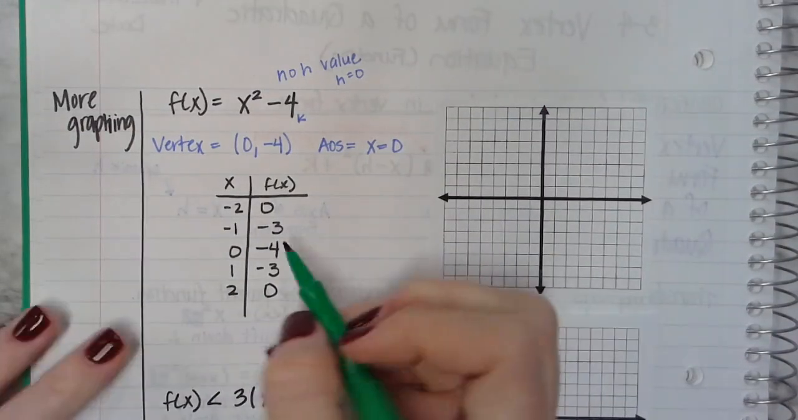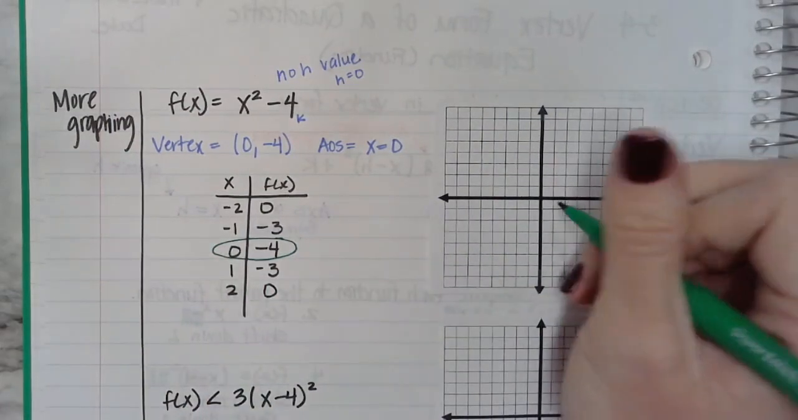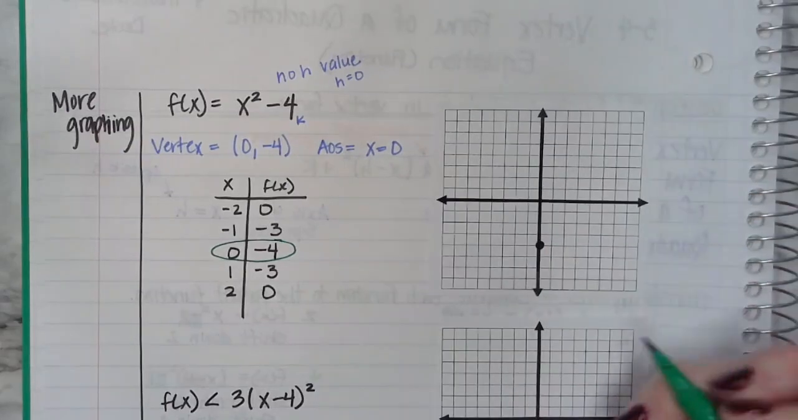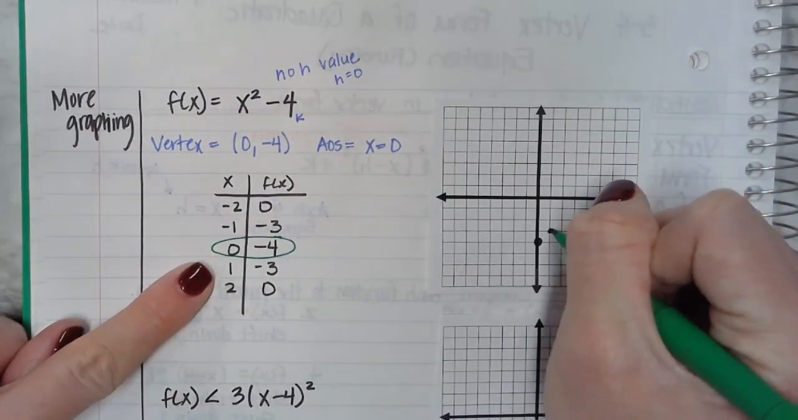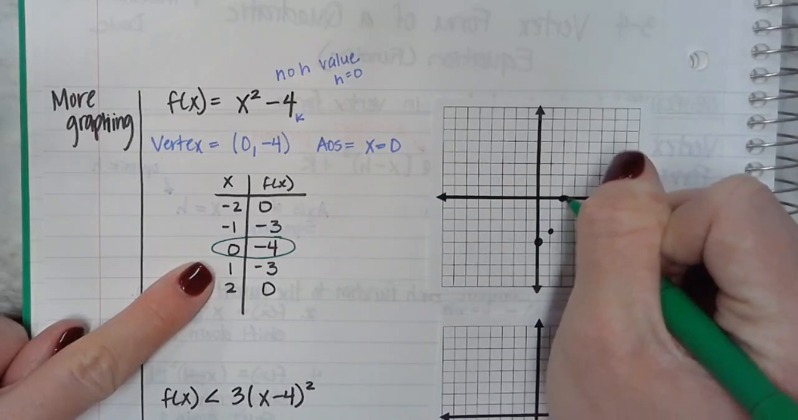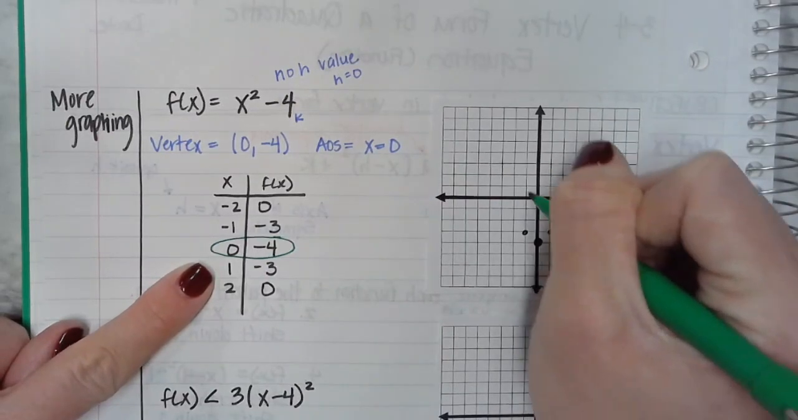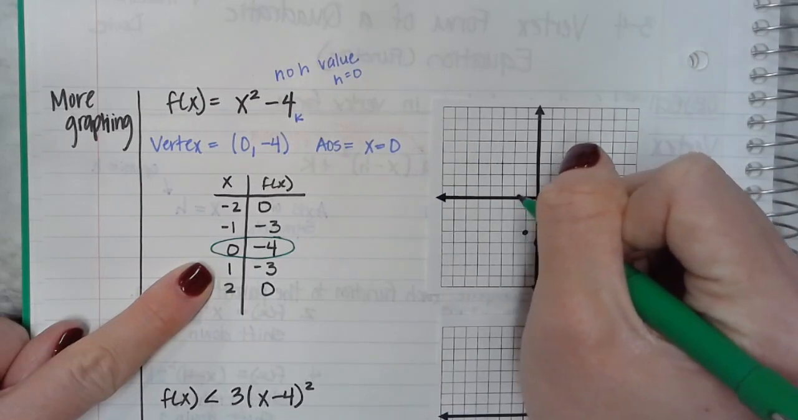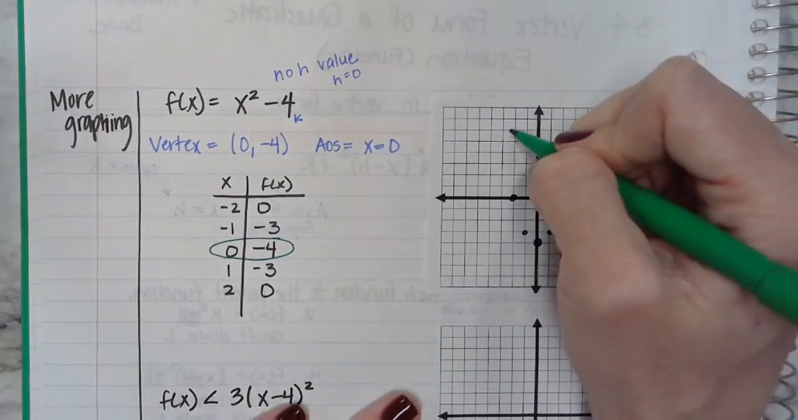Again, I like to graph the vertex first. It does not matter which point you plot first. So 0, negative 4 is my vertex. And then I've got positive 1, negative 3, 2, 0, negative 1, negative 3, and negative 2, 0. I'm going to make my U shape.